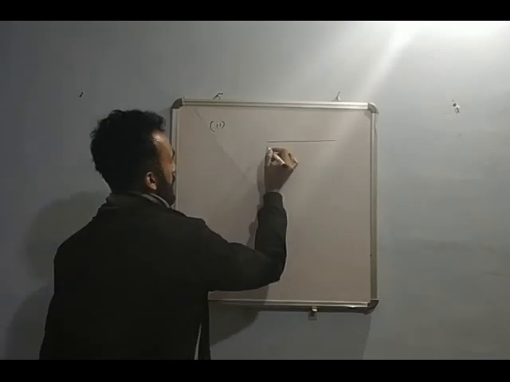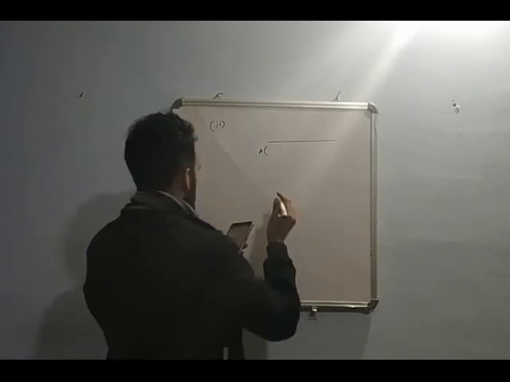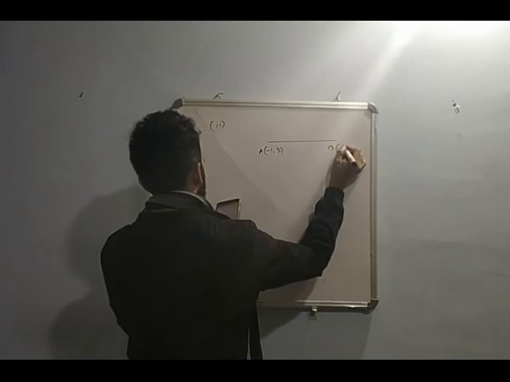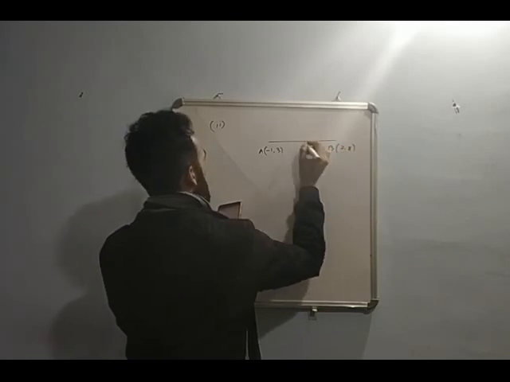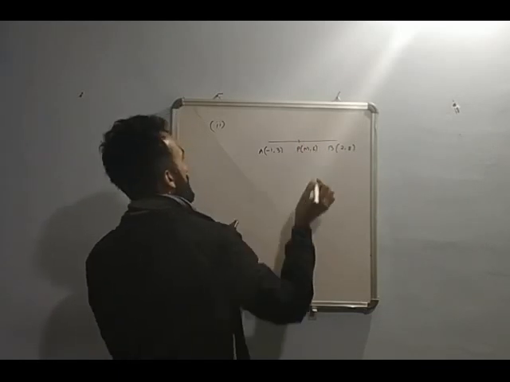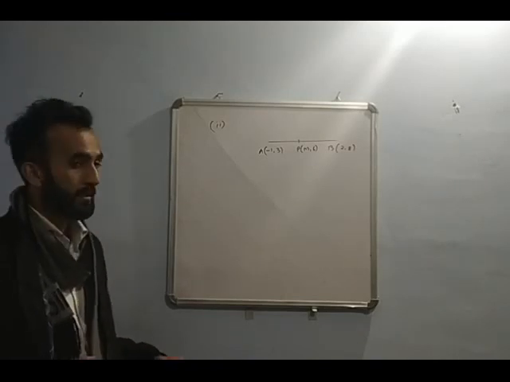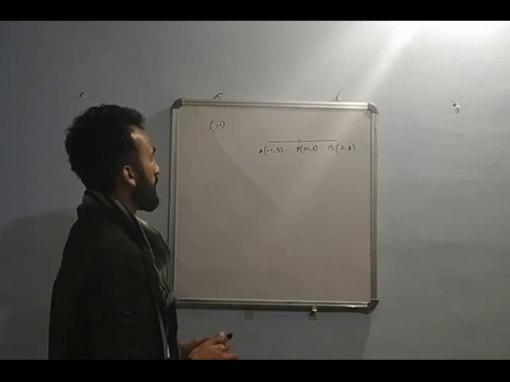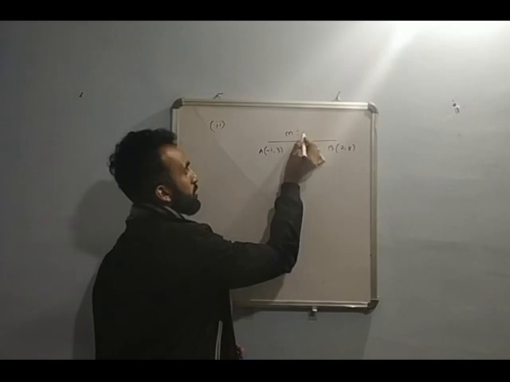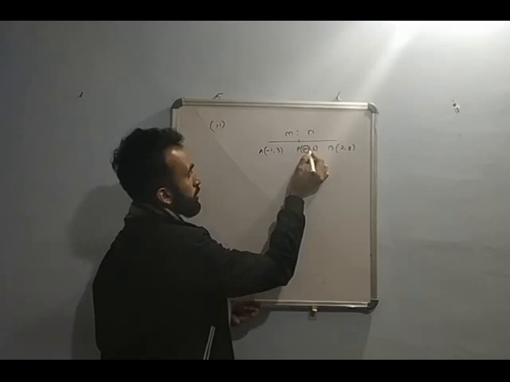I'll just draw the diagram. You have point A, which is minus 1 comma 3, and B is 2 comma 8, and P is m comma 6. You have to find out the ratio. Remember here one very important thing. You have to find out the ratio and the value of m. So don't write here m is to n. Why? Because already m is here. So you use some other letters.